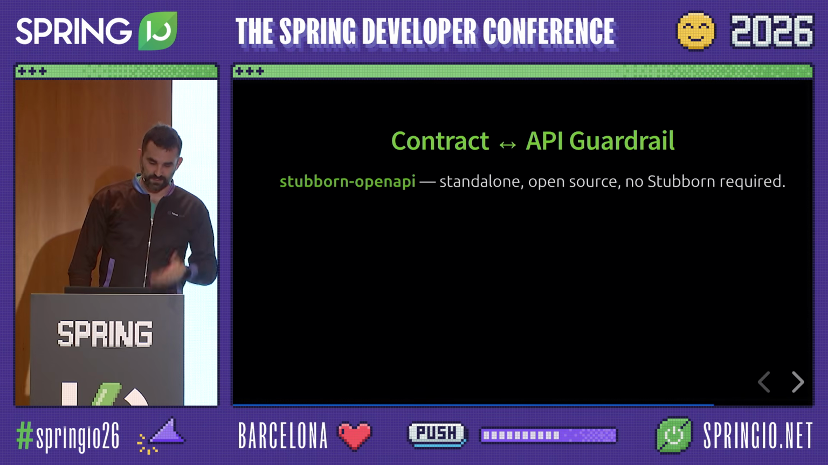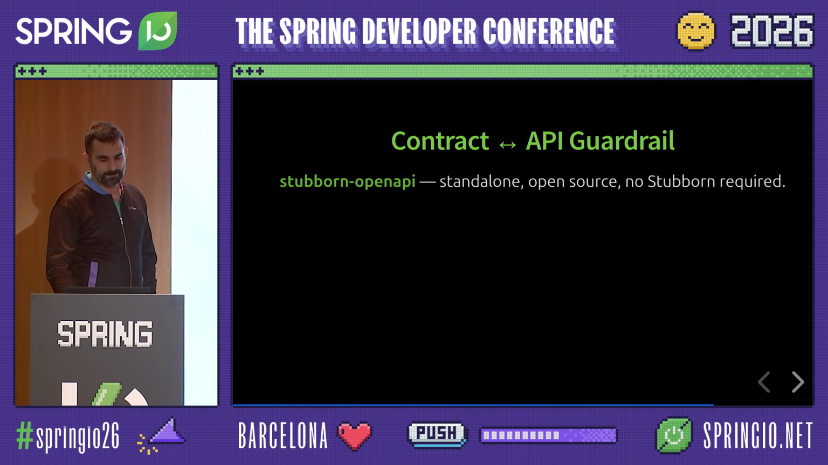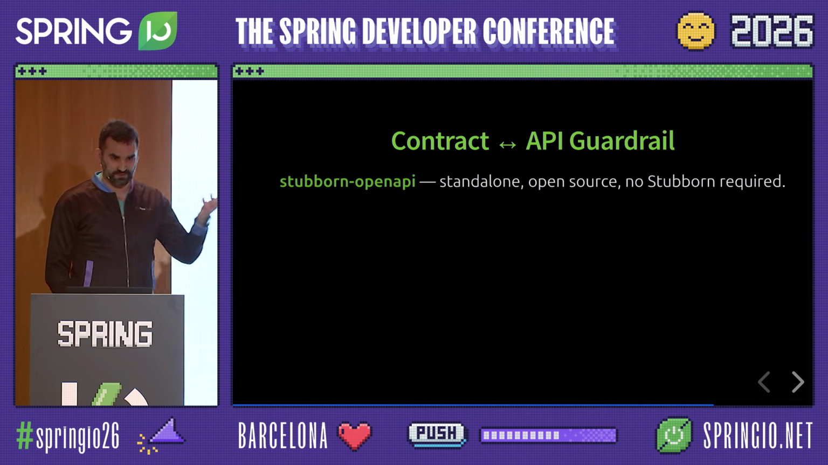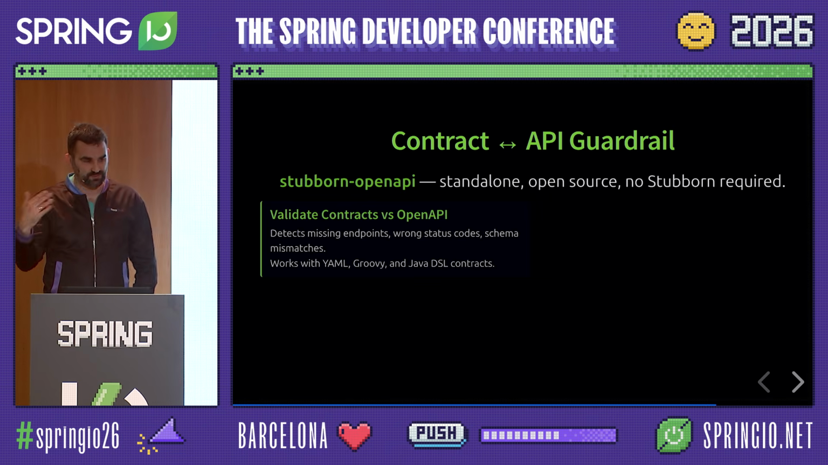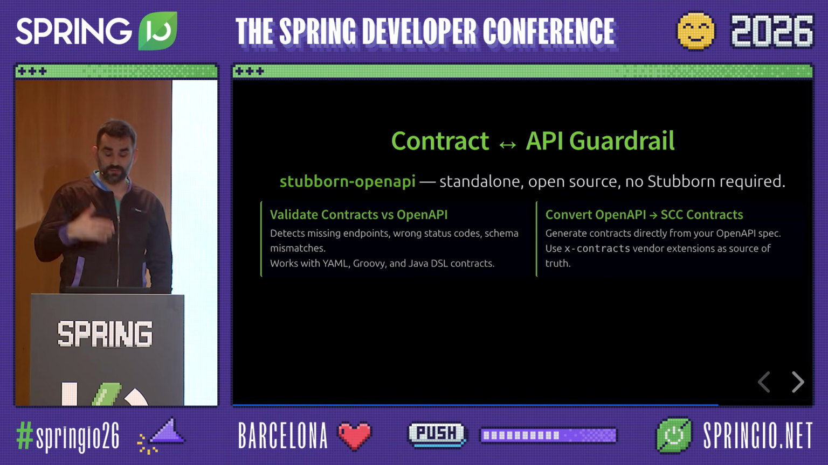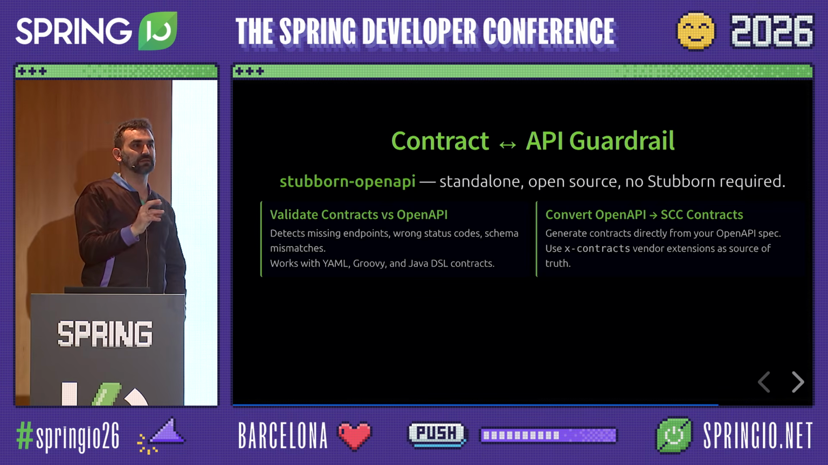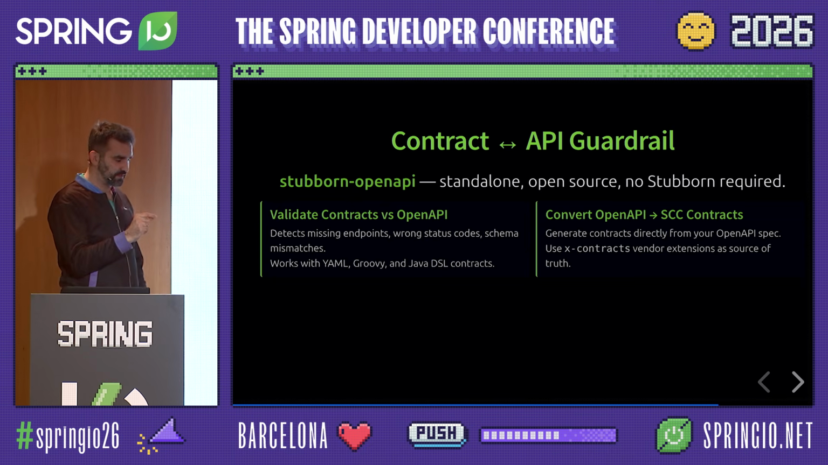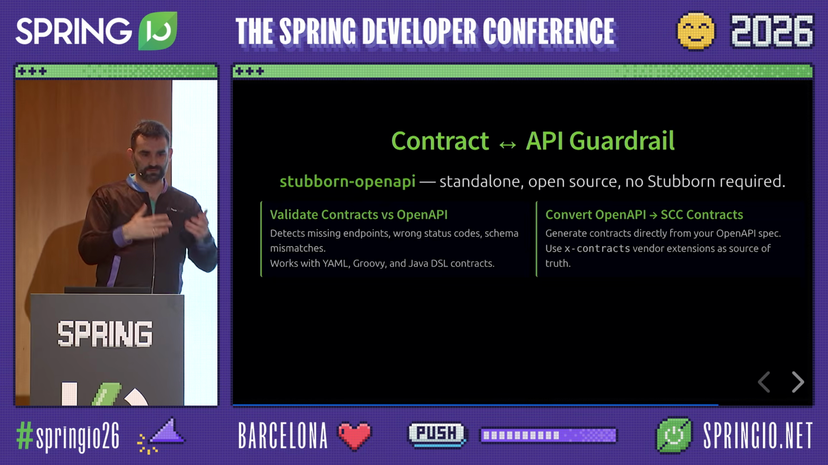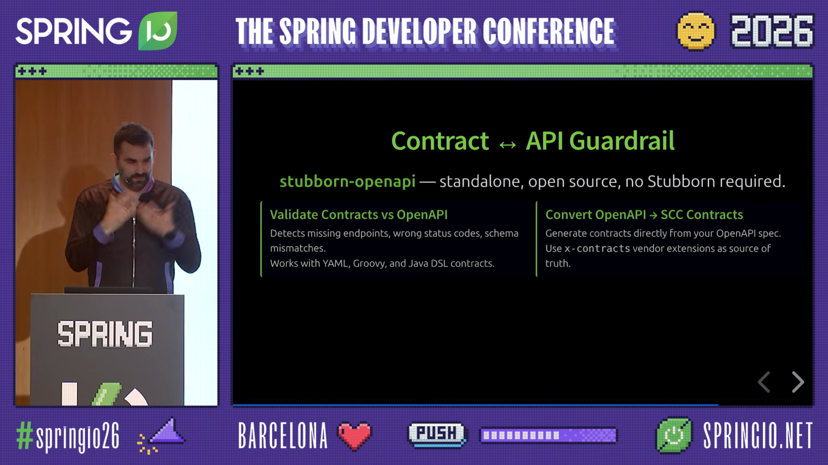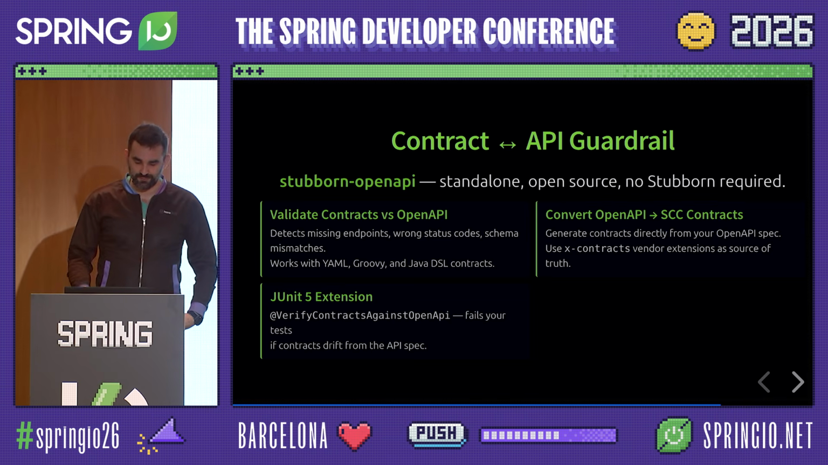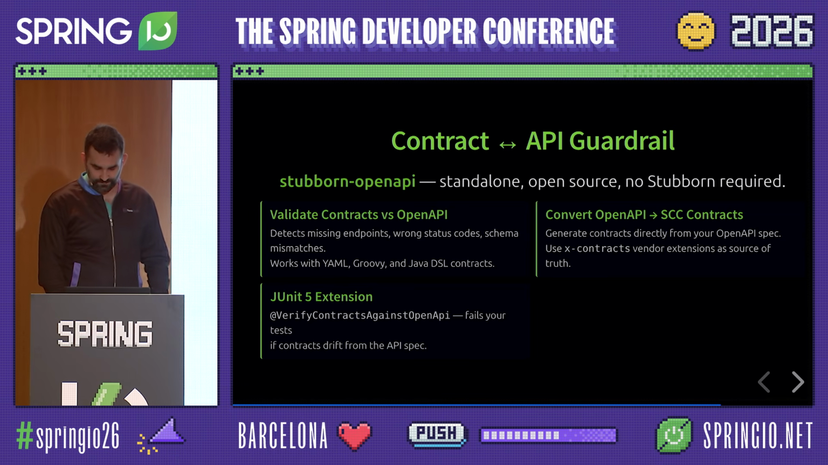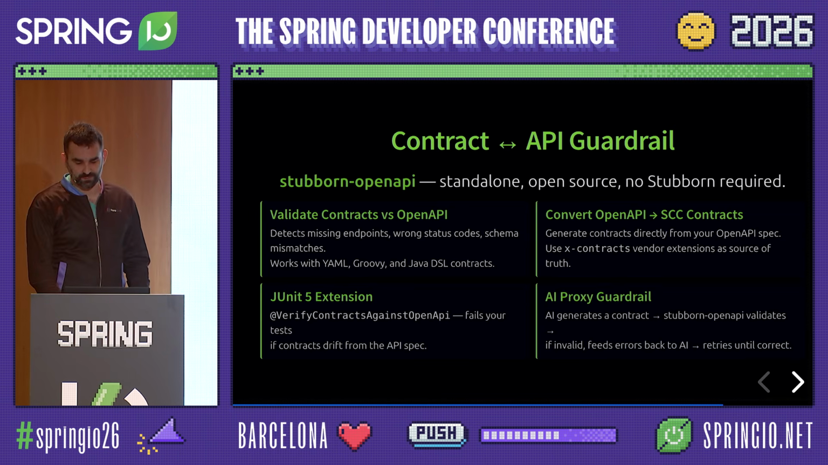Contract API guardrail. So we have stubborn OpenAPI. You don't need to use the broker at all. It's there. So what you can do is validate contracts versus OpenAPI. It will detect missing endpoints, wrong status codes, schema mismatches. You can convert from OpenAPI to Spring Cloud contracts. So in other words, if you write the OpenAPI contract the way Spring Cloud Contract understands, you get all the benefits of Spring Cloud Contract. There's a JUnit 5 extension even, that if the contracts drift, it can fail. And it becomes a proxy guardrail, as I mentioned.